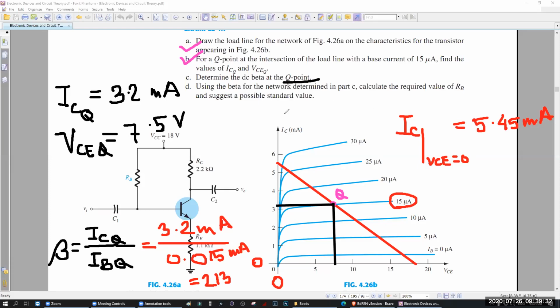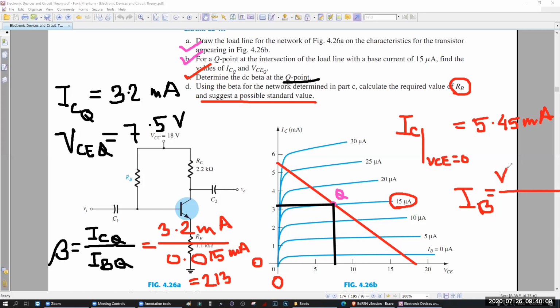213 doesn't matter. Last question, they said, using the beta for the network, determine in part C, calculate the required value for RB and suggest the possible standard value. Okay, so you have to find out the value of RB. How to find out the RB? Remember the value of IB. What is the formula for IB? To find the formula of IB, you have to use KVL on this side, right?